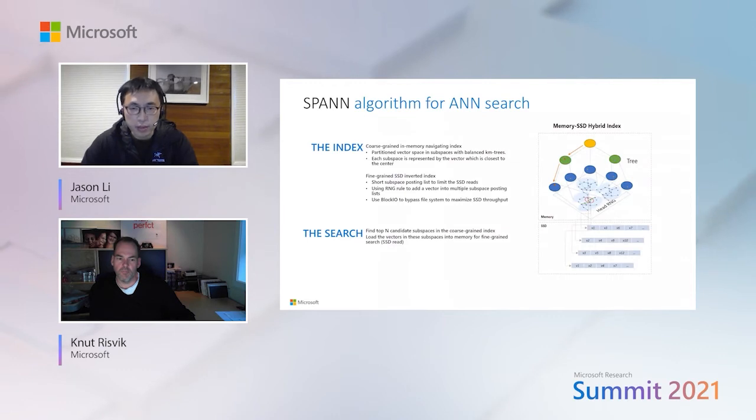With SPANN index, the search becomes straightforward. We first find the top-n candidate subspaces from the in-memory index. We then load them from SSD to memory for another level of fine-grained search we call re-ranking in order to achieve our required precision. The SPANN and block I/O techniques are a joint effort with MSR Asia. For algorithm details, please take a look at our SPANN paper, which is submitted to this year's NIPS conference.